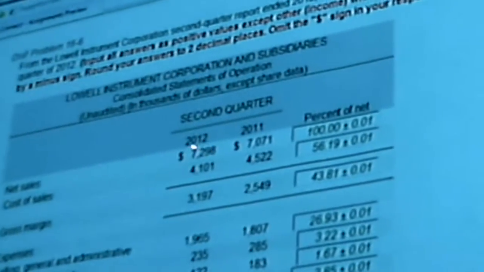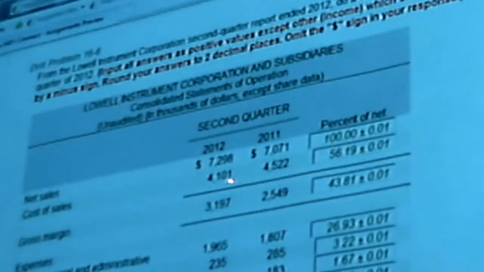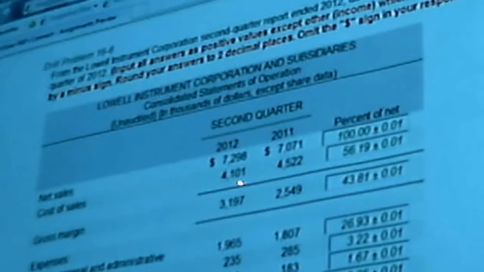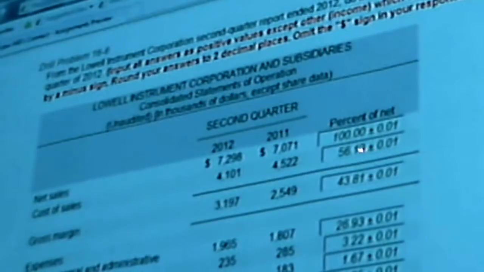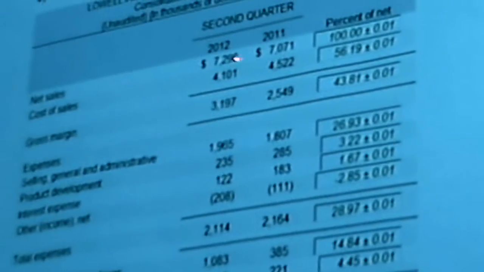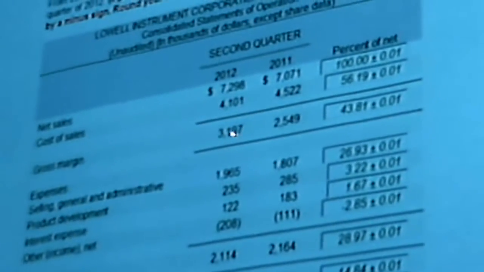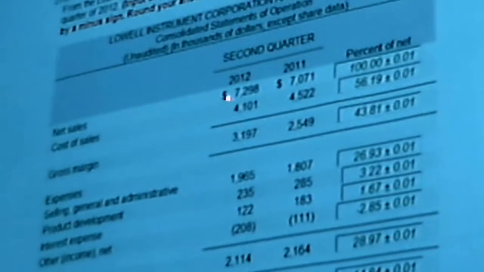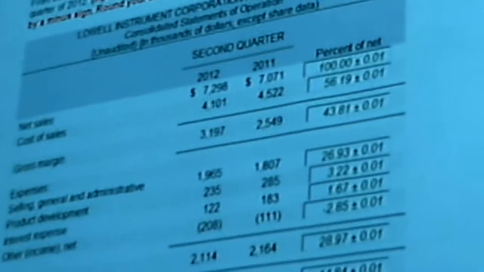Net sales is your base figure. So what you're going to do is cost of sales divided by net sales. And that's how we got 56.19%. So again, you do this all the way down. Cost of sales divided by net sales, 56.19. What about gross margin? Divided by net sales equals 43.81. Does it sound familiar now?